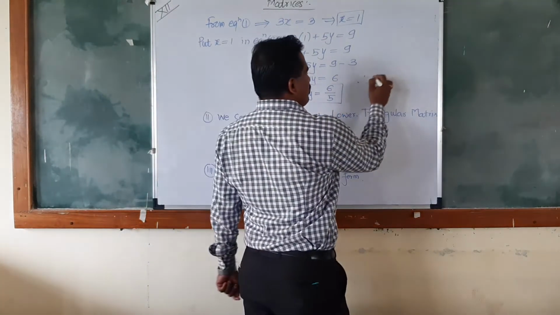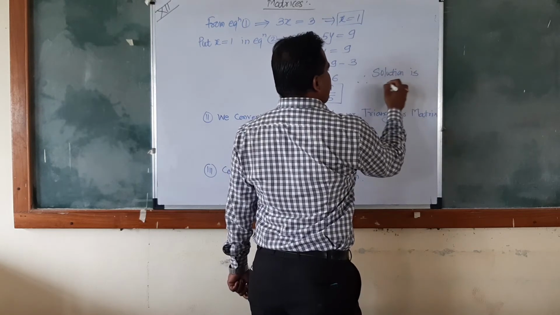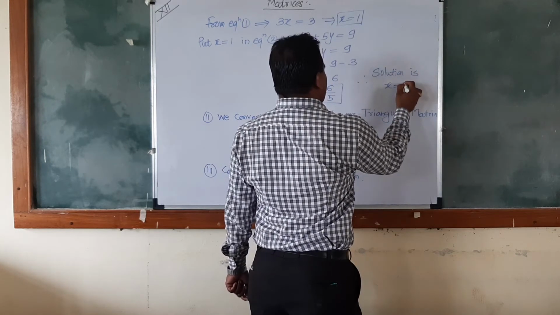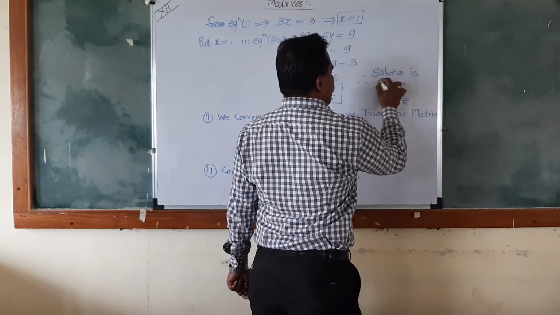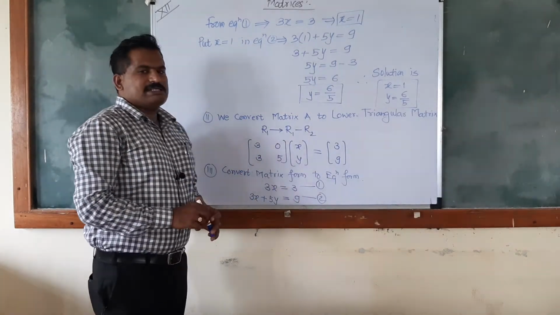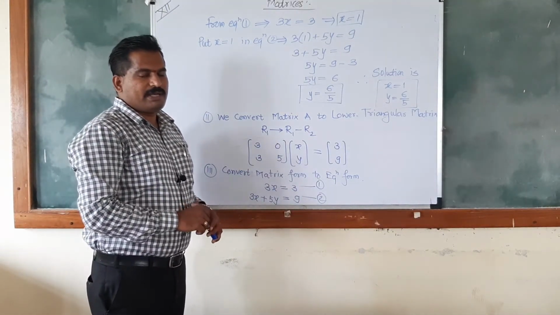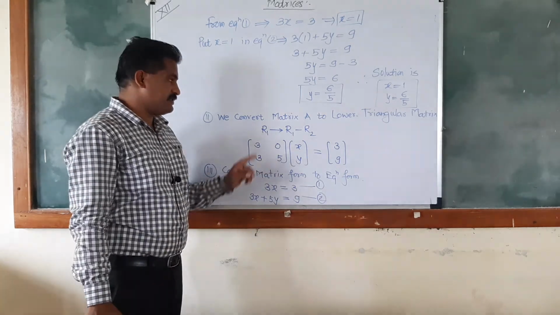Therefore, the solution is x is equal to 1 and y is equal to 6 upon 5. This is the simplest method to find the solution of simultaneous equations.